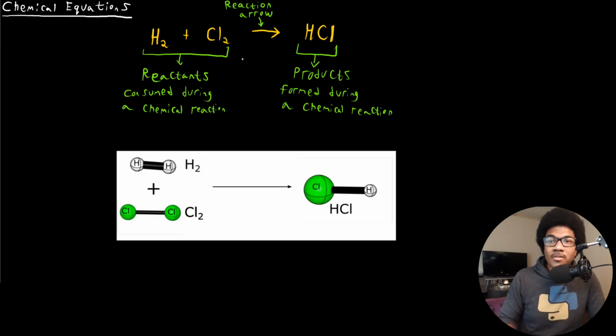Now, you may notice that there's something a little weird about this chemical equation that I've written here. If you took chemistry in high school, you probably remember balancing chemical equations, and you might have immediately noticed that this equation is not balanced. But first, I want to give you the why. Why do we have to balance chemical equations?